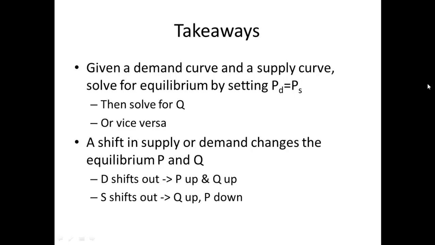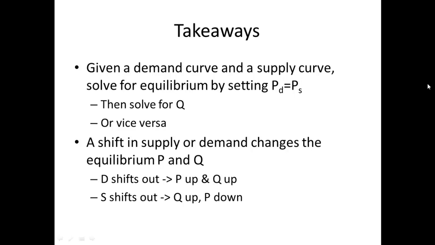So what are the takeaways here? Well, the first is, given a demand curve and a supply curve, we can solve for the equilibrium by setting the price on the demand curve, which I call PD here, equal to the price on the supply curve. So you set those equal and then solve for the quantity. Once you have the quantity, of course, you can plug that into the demand curve or the supply curve to get the price. Now it's also true, I say here or vice versa, because you could solve those two equations by setting Q equal to Q and solving for the P such that the quantities are equal. But either way, just solve those two equations together and you'll get a P and a Q, and that's the equilibrium.